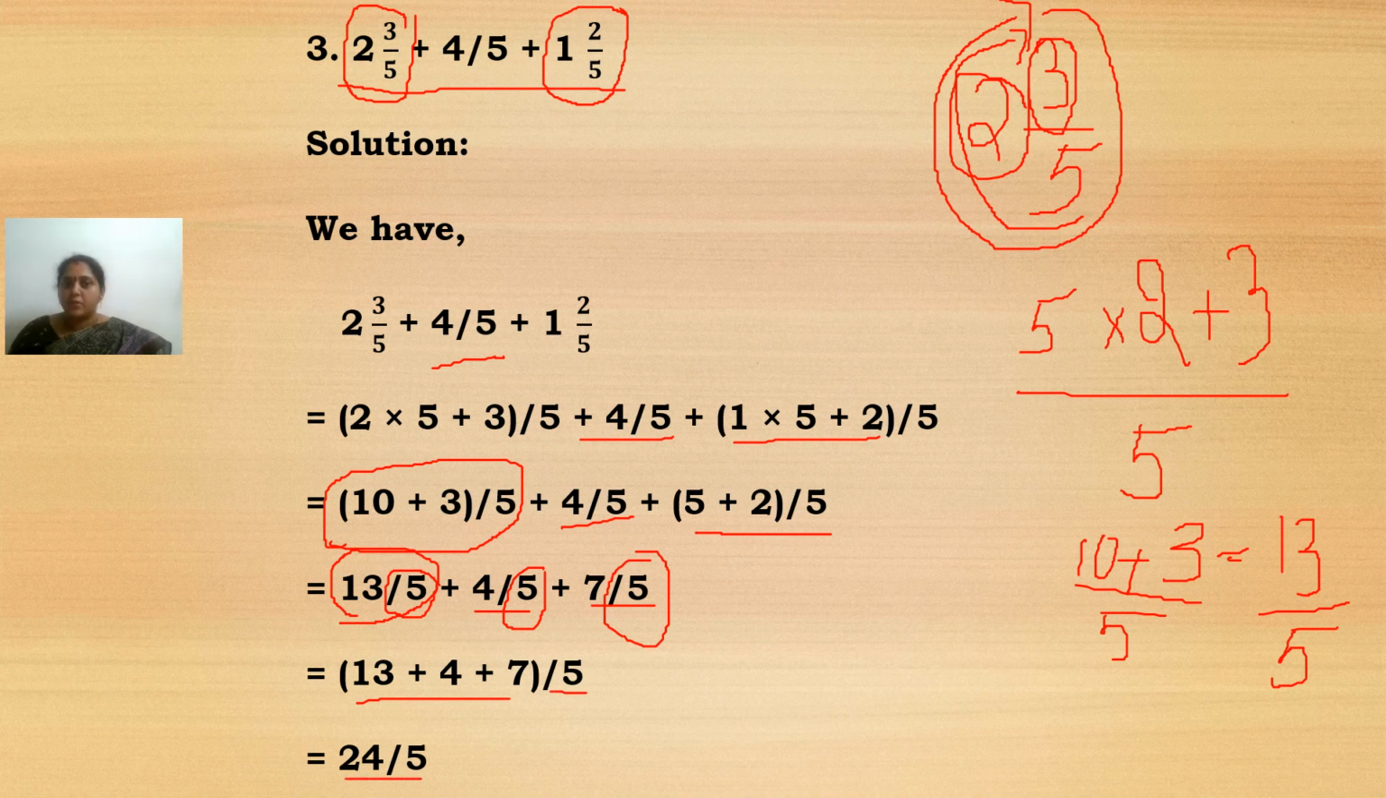It is 24 by 5. This is how we are going to convert our mixed fractions to proper fractions, and we are going to add the fractions. This is the addition of fractions.